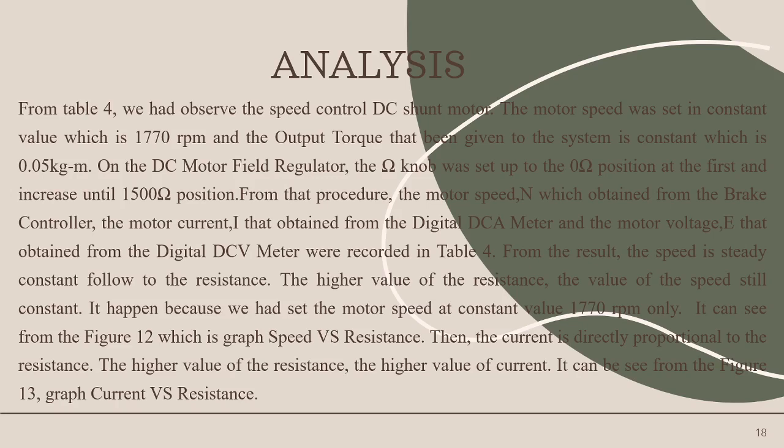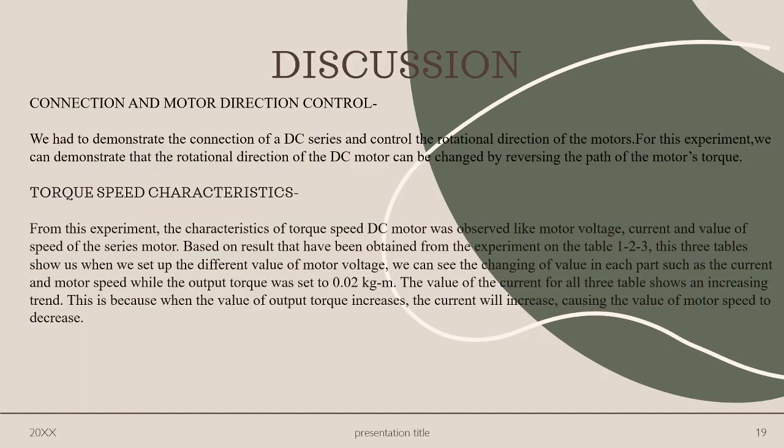1770 rpm only. You can see from the figure, which is the graph of speed versus resistance, the current is directly proportional to the resistance. The higher the value of the resistance, the higher the value of the current, and it can be seen from the figure 13 graph of current versus resistance.